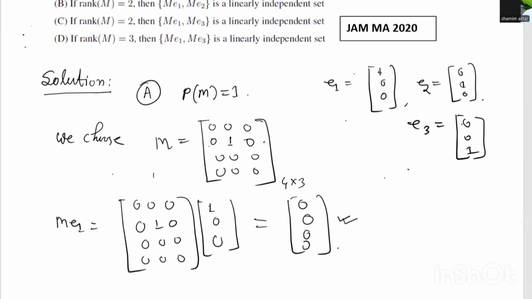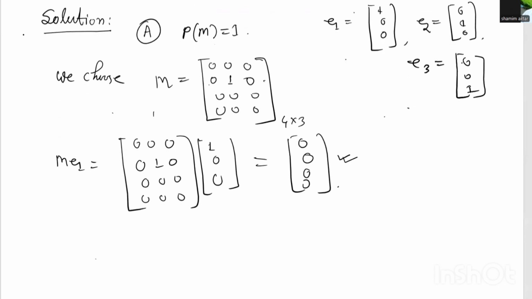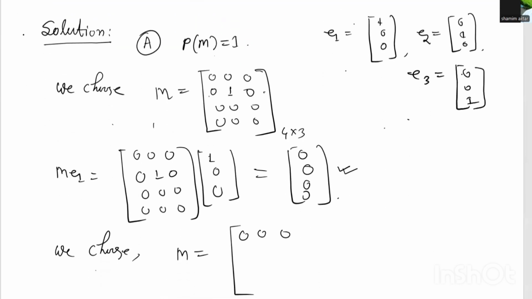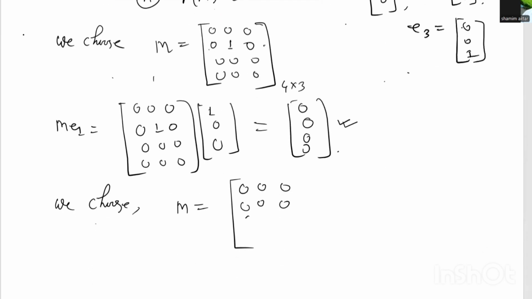Now the second option: if rank of M equal to 2. We choose M equal to this matrix. Here, for E1 multiplication, we choose the first column as zeros, and here 1 0 0 and here 0 0 1. Now this has rank of M equal to 2.